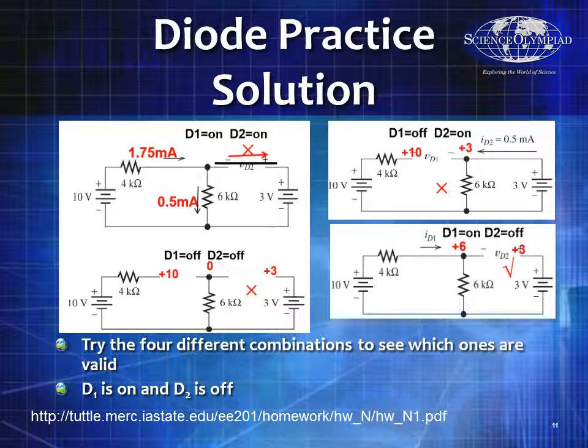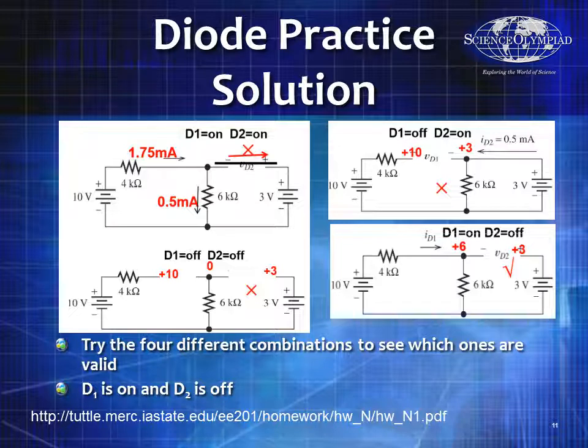So I solve it for D1 on and D2 on. What if they're both on? What you find out is that if they're both on, the current can't go that way, so that one would not work. Then I try D1 off and D2 on. What you find out is that that one also did not work, because I had plus 10 volts and plus 3 volts, so obviously D1 would have been on in that particular case.